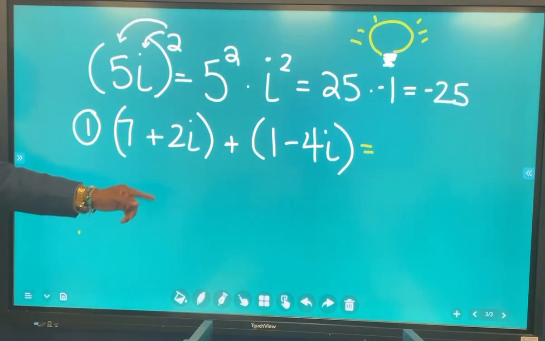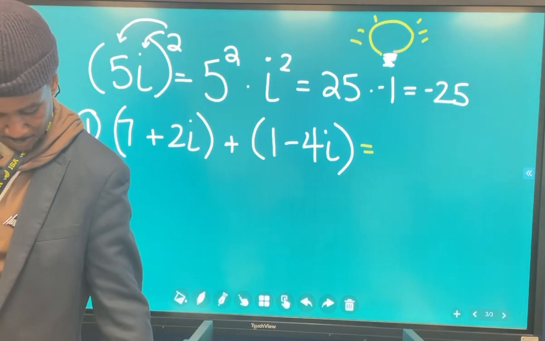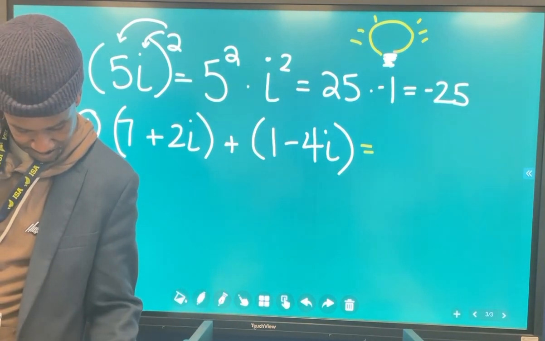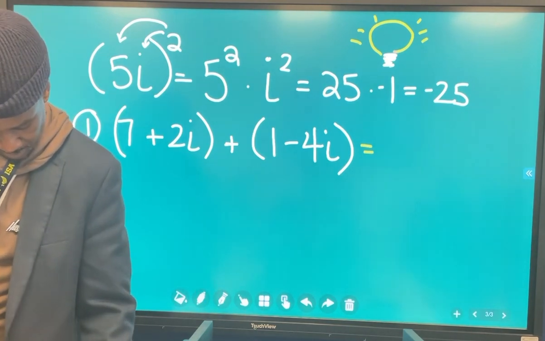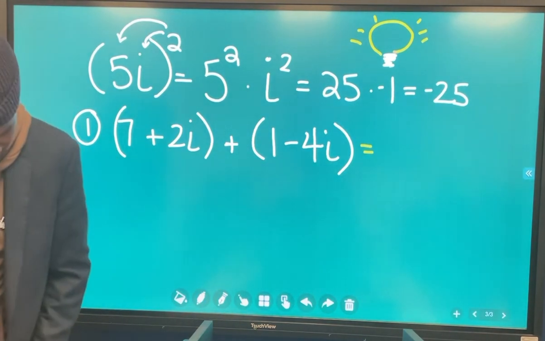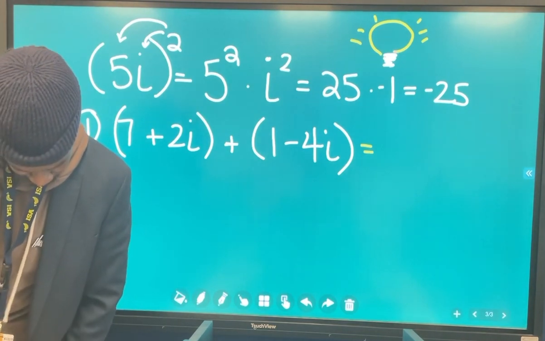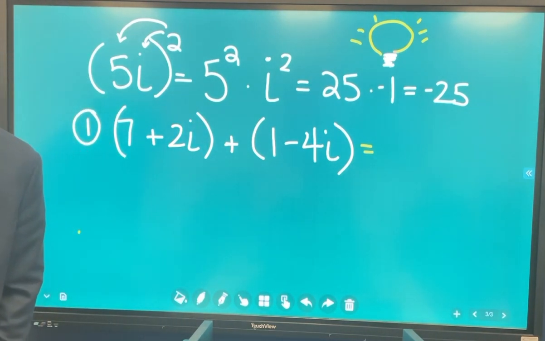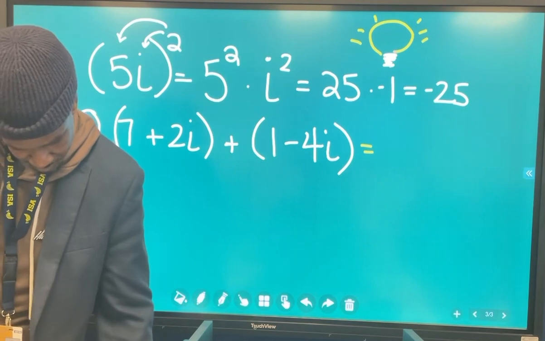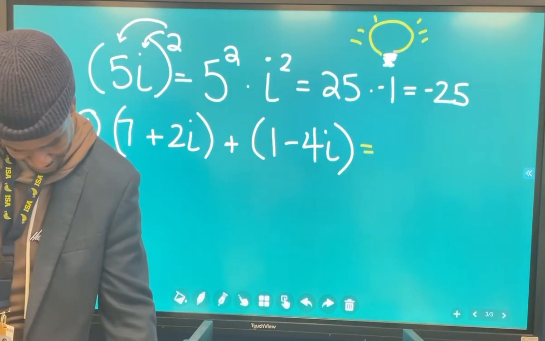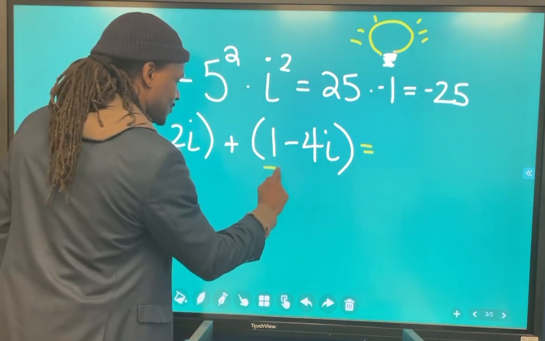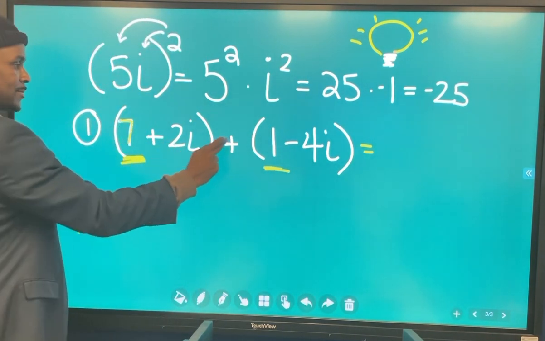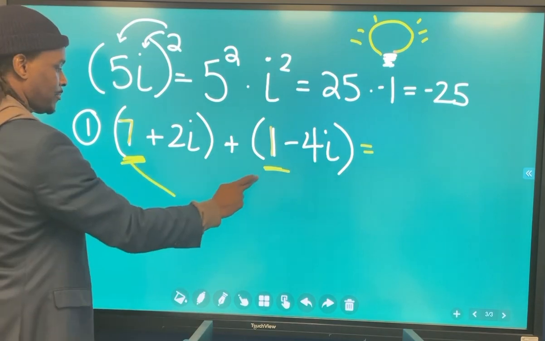You got 7 plus 2i plus 1 minus 4i. How would I solve that? What are my like terms? 7 and 1. So all you do is combine your 7 and 1. And what else? The 2i and the negative 4i. And that's to create what? Negative 2i. You got 7 and 1 that are my like terms. Go ahead and bring those two together.